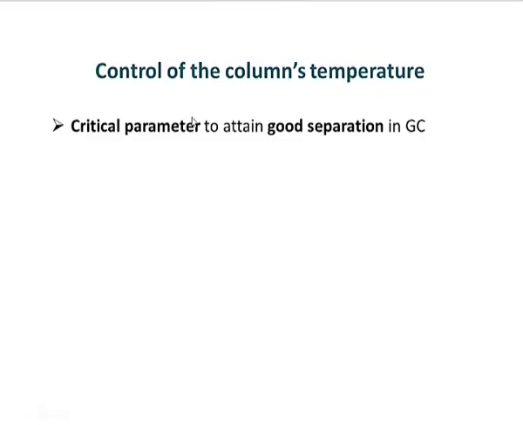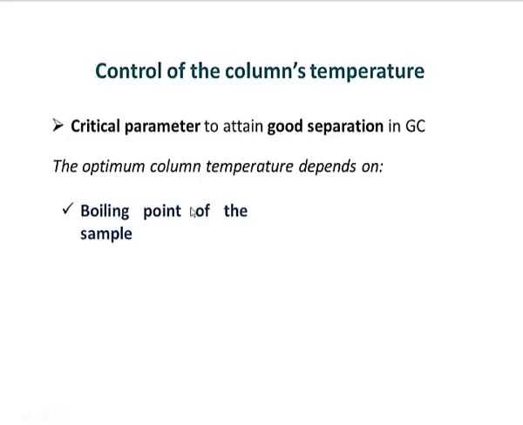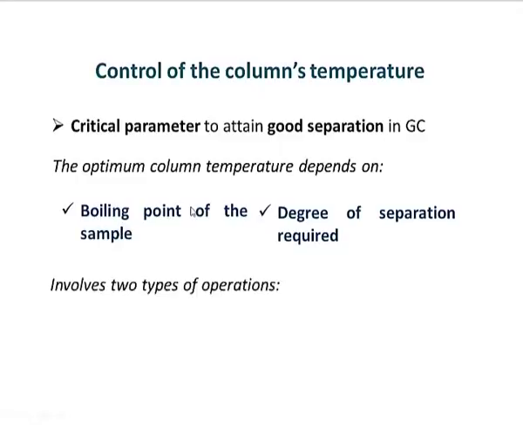So, having said that, the next thing is about the column's temperature, and it is very important in gas chromatography to maintain the temperatures of the column and to keep those temperatures very high. The optimum column temperature depends upon, as I said, the boiling point of the sample. It also depends upon the degree of the separation required, right. There are generally two types of operations through which this temperature is applied.